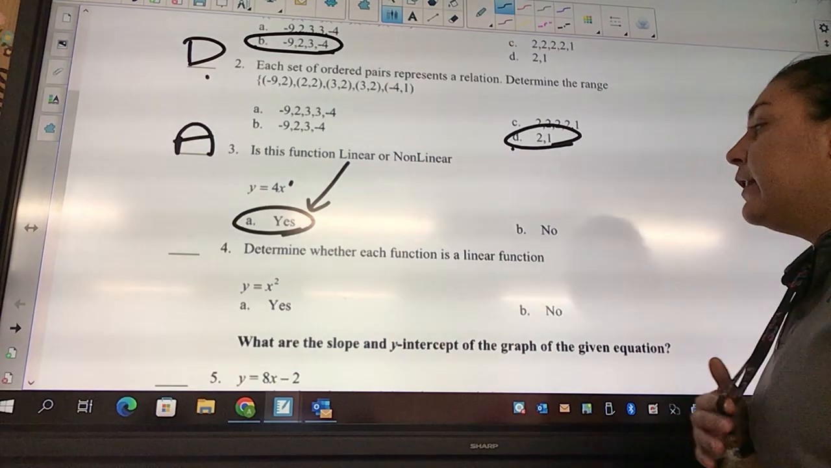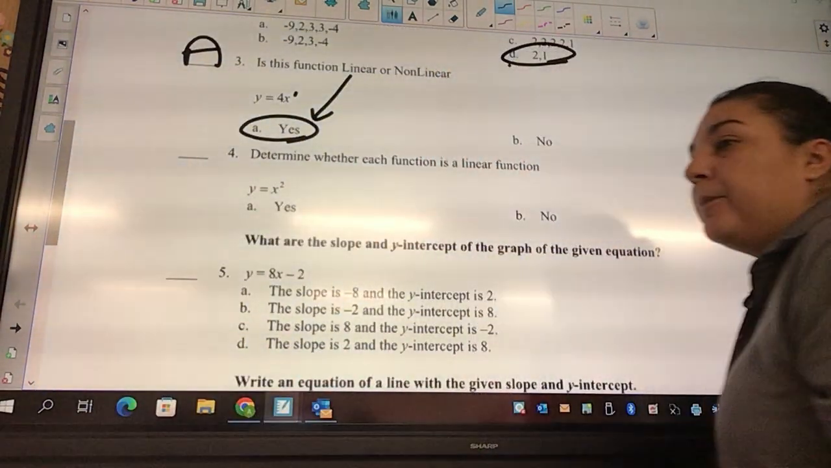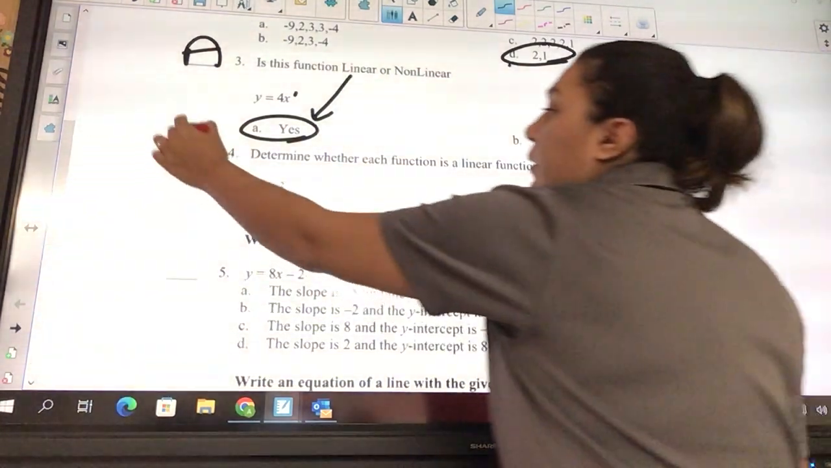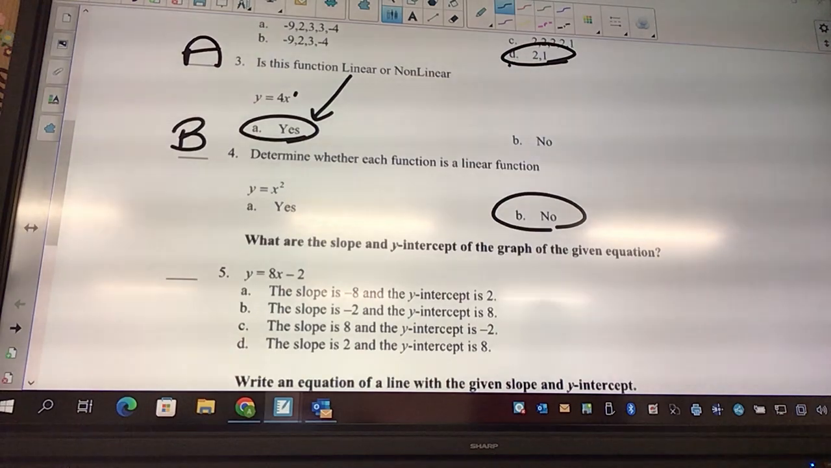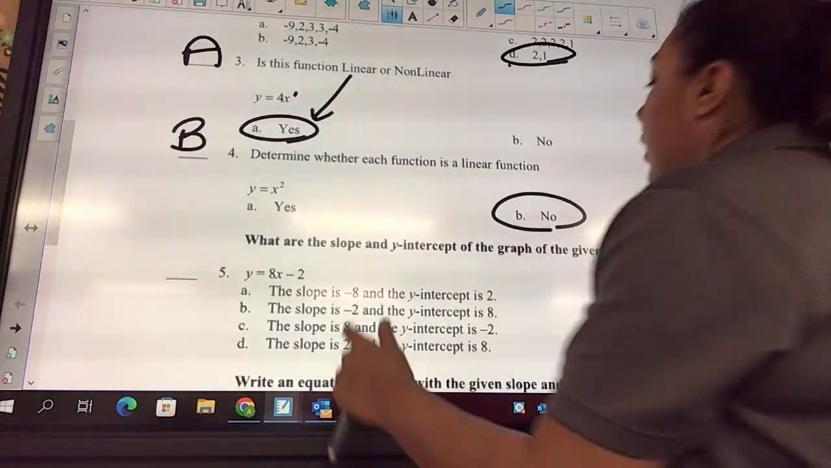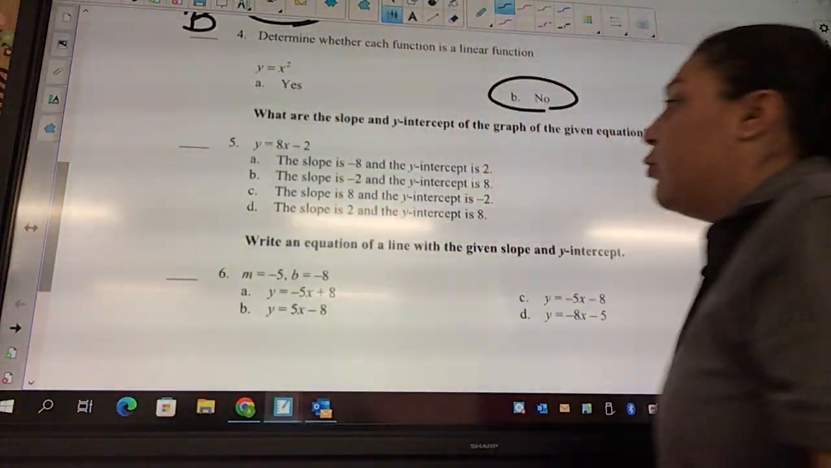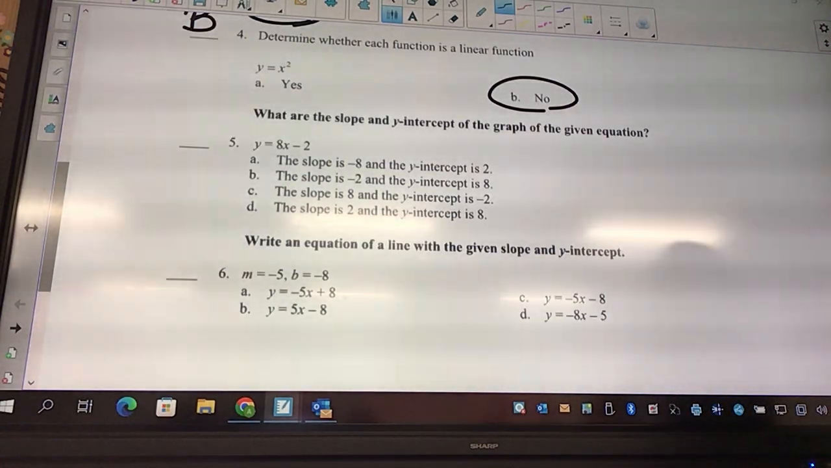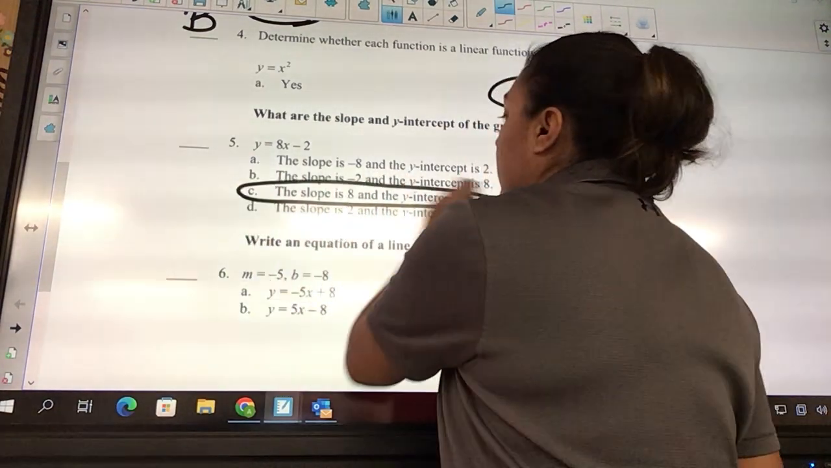Okay, determine whether this is a linear function. Okay, x squared, is that linear? No. Okay, so you need to circle B and write B. Okay, 5. What are the slope and y-intercept of the graph given in this equation? C. The slope is 8 and the y-intercept is -2.